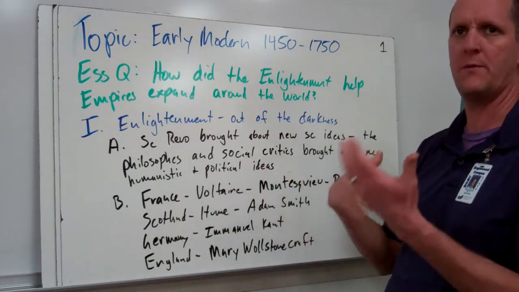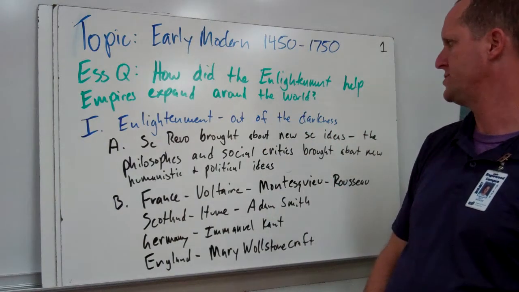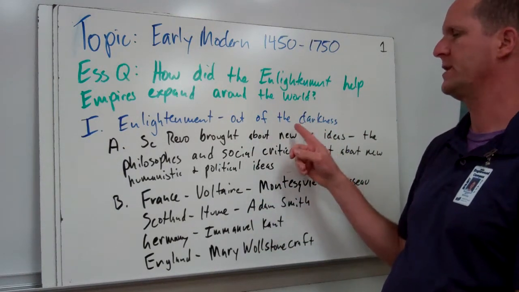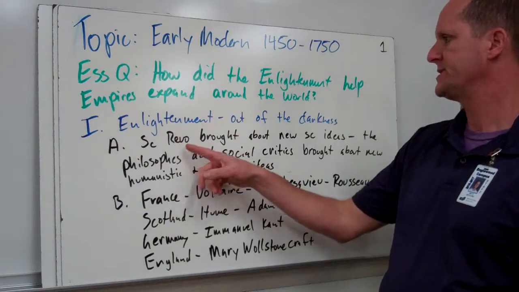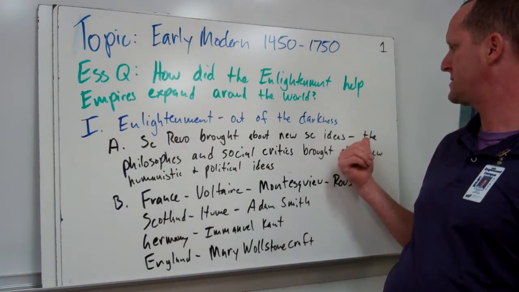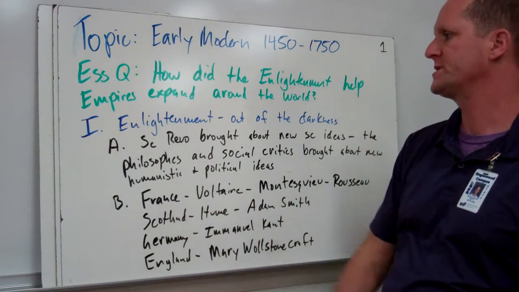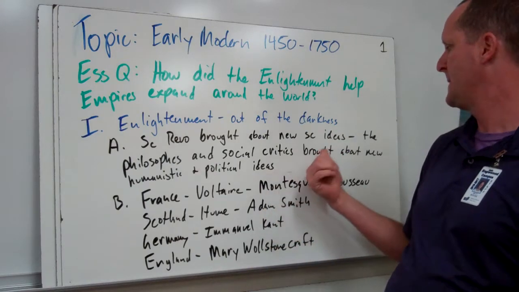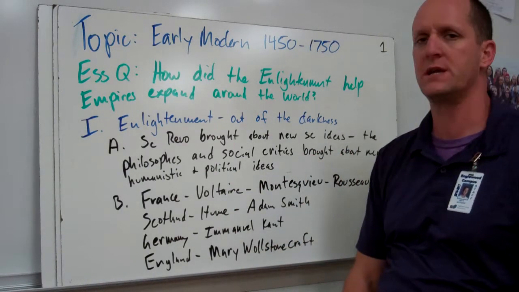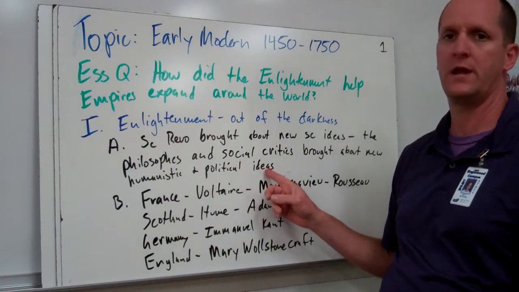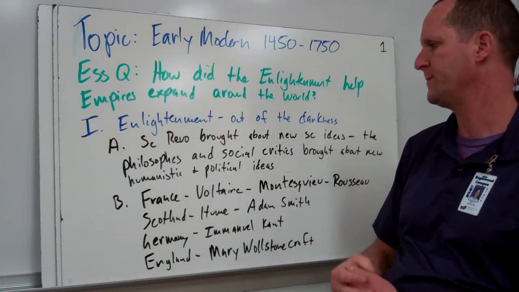So the Enlightenment came about from the scientific revolution, out of the darkness from the Middle Ages. The scientific revolution brought about new science ideas. The philosophers and the social critics brought about the humanistic ideas and political ideas that make up the Enlightenment.